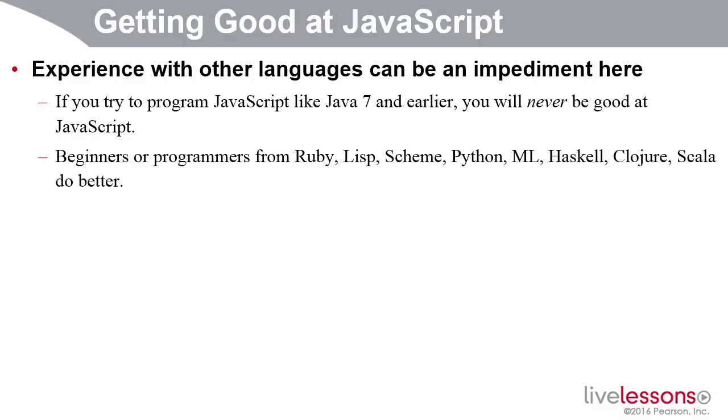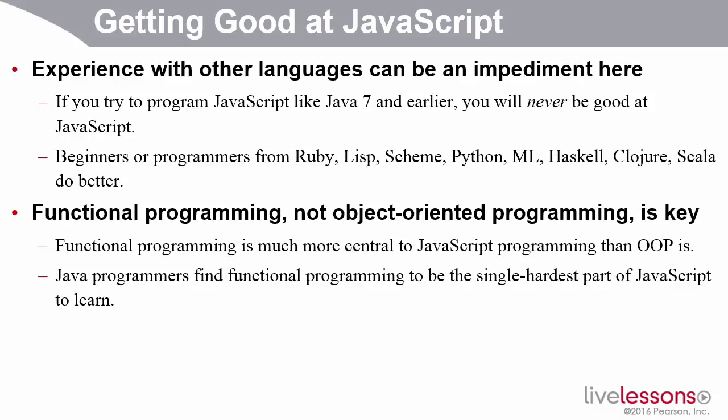But when you get to this part, functional programming, experience with some of those other languages can actually be a disadvantage because you're so used to thinking in a certain way, it's hard to start thinking in the JavaScript functional programming sort of way. So beginners or programmers who come from more functional-oriented languages like Ruby or Lisp or Scheme or Python do a little bit better than those who come from Java or C++ or C# in this particular aspect. So in JavaScript, functional programming is the primary or the most central programming strategy.